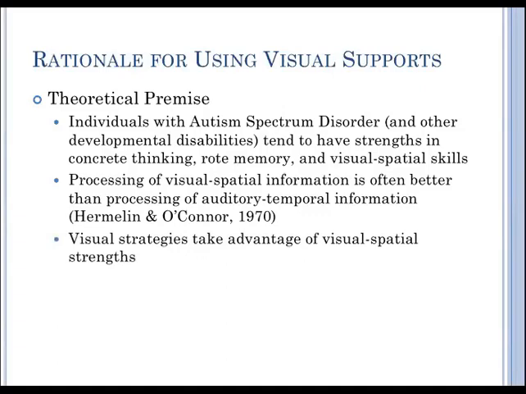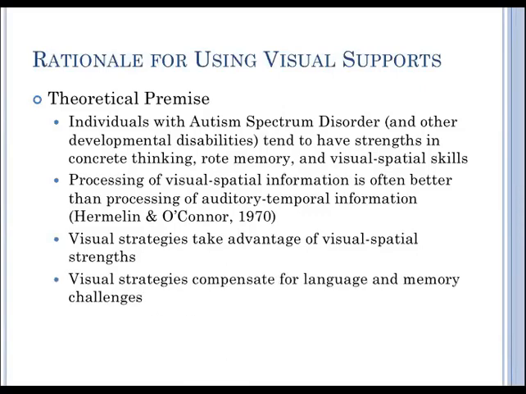When we look at these visual strategies, what we're really trying to do is take advantage of many of the visual spatial strengths that individuals with a variety of developmental disabilities or complex communication needs might have, with the idea that we're going to try to compensate for some of the language and memory challenges that these people might experience by instead providing them something that's visual and that remains in time and space so that they can look at it for as long as they need in order to understand the information and that they can come back to it as often as they need, if they need to sort of revisit the information or remember something.